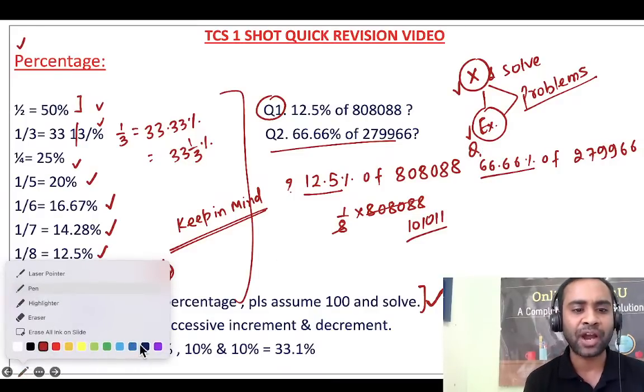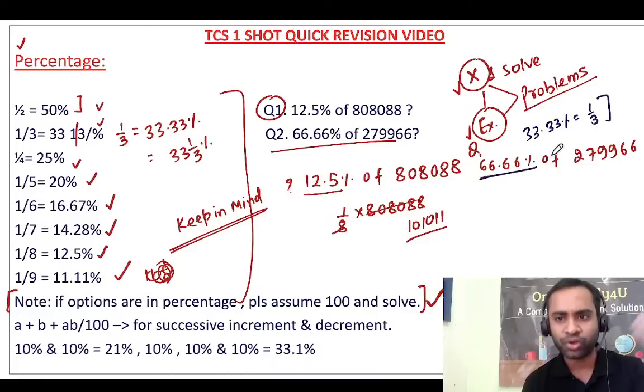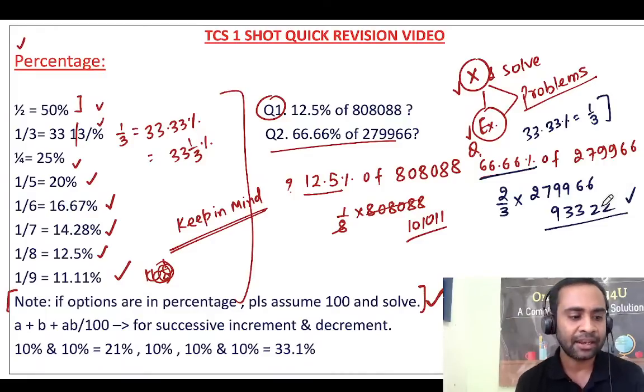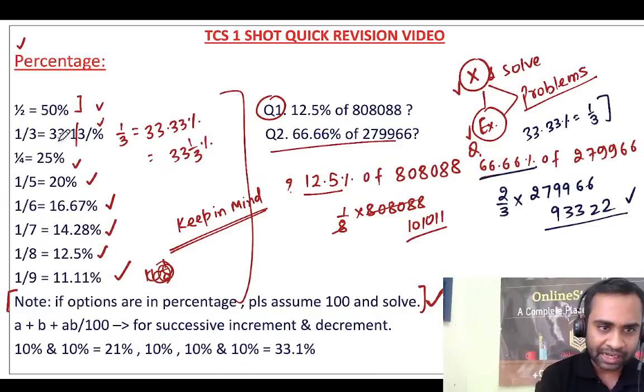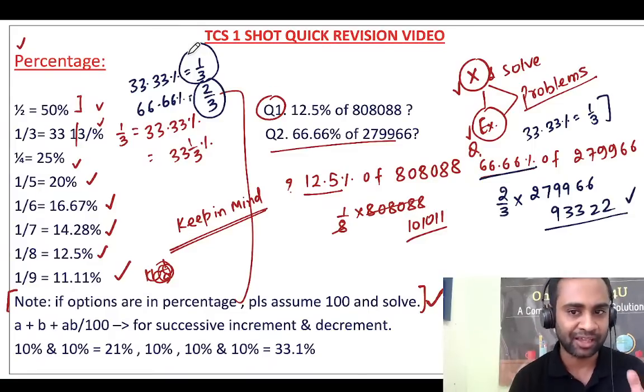Friends, then I said you have to use your common sense. So 33.33 percentage is what? Sir, it is 1 by 3. Then 66.66 will be nothing but 2 times, so it will be 2 by 3 into 279966. So 3 twos are 6, 3 sevens are 21, and 3 nines are 27. That's all done, so 93322 will become your answer. Is it clear for everyone? See, 33.33 percentage is 1 by 3, so 66.66 percentage is nothing but 2 times, so it will be 2 by 3. Clear? So this is how you have to use your mind in the examination.